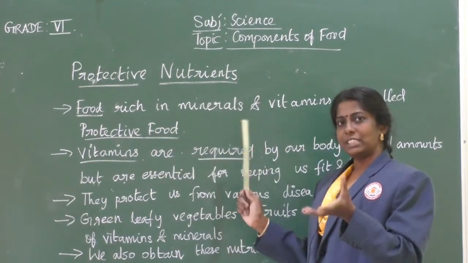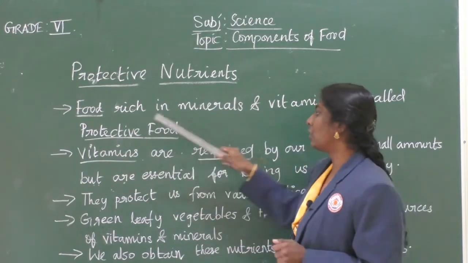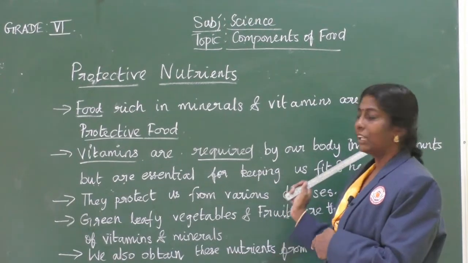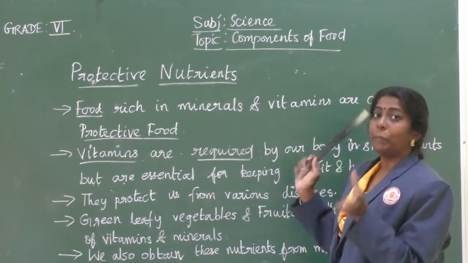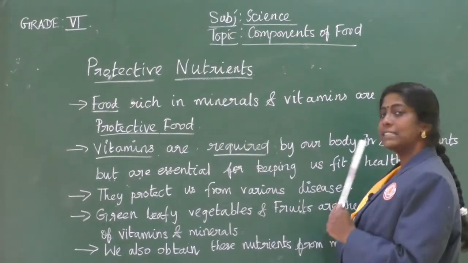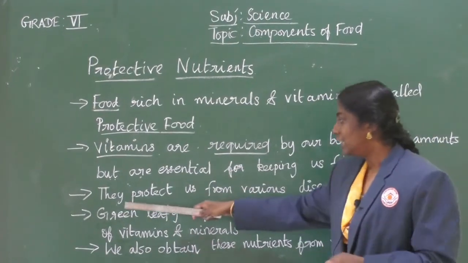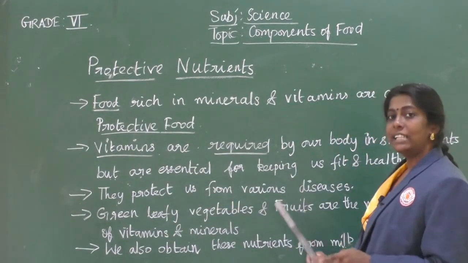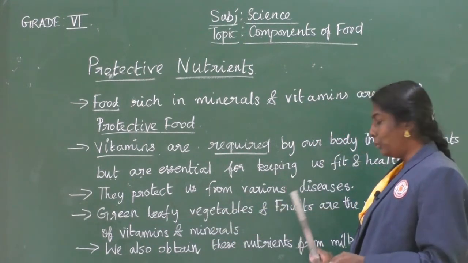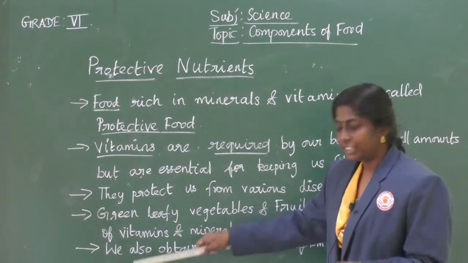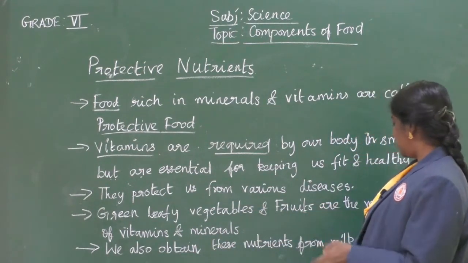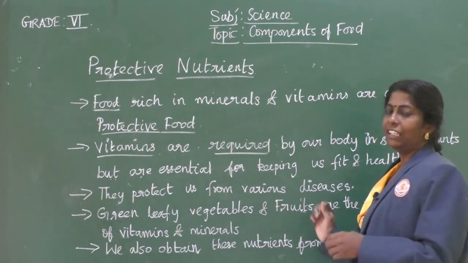So, what are vitamins and minerals? Vitamins are required by our body in small amounts. It's required only in small amounts, but still it's very essential for keeping us fit and healthy. They protect us from various diseases. Green leafy vegetables and fruits are the major sources of vitamins and minerals. We also obtain these nutrients from milk, fish and eggs.